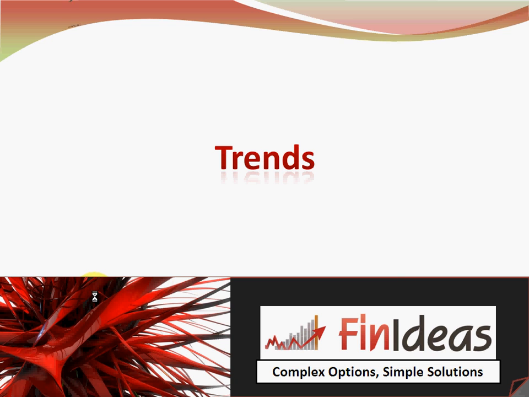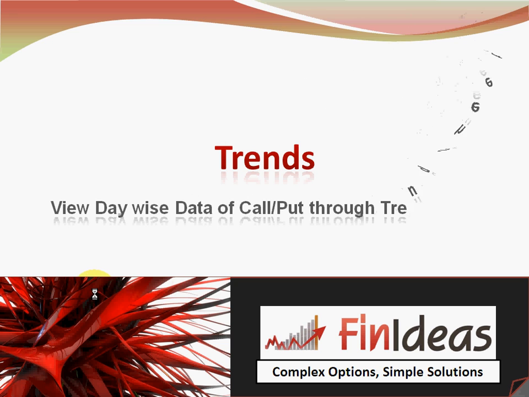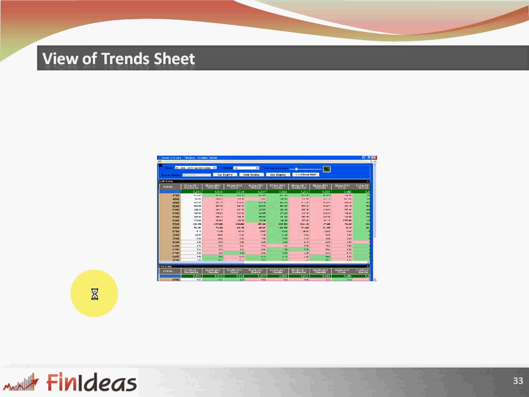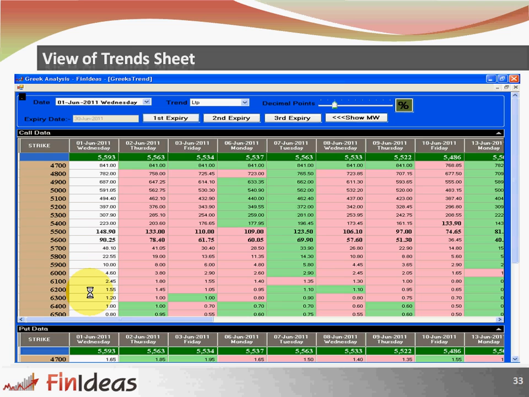Now the third window is the trends window. You can view day wise data of call and put through the trend sheet. The trend sheet will show you the behavior of any strategy. Like in the given form, you can view the time one is 1st June. So your data has started from 1st June, then 2nd, 3rd, 4th, 5th, 6th, 7th, and you have selected here LTP. So this is the graph.